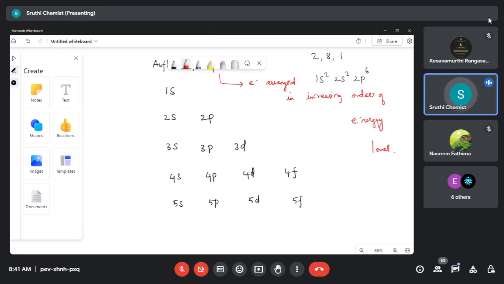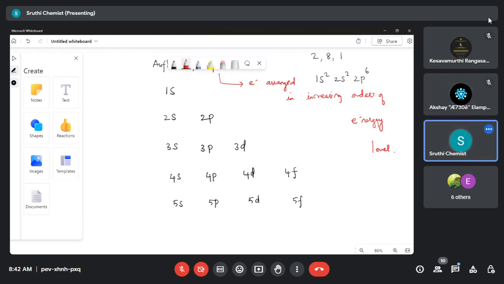Are you clear, students? What is the Aufbau principle? Why are we using the Aufbau principle? Electrons are arranged in increasing energy levels. Very good. Exactly right. The Aufbau principle is used to find out the electronic configuration based on the sub-levels, based on the subshells.